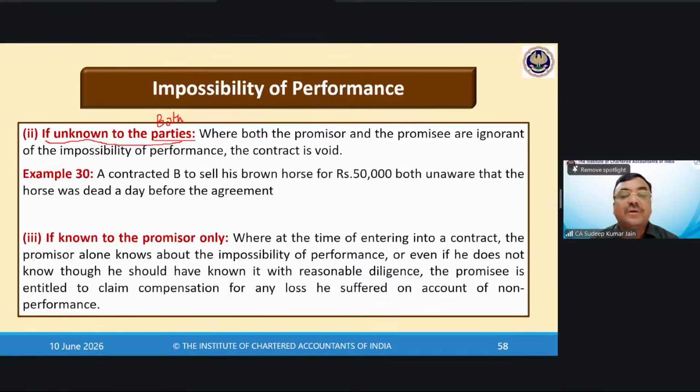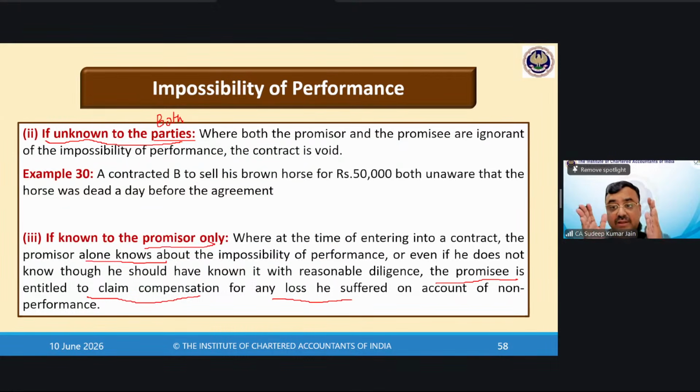If known to the promisor only, where at the time of entering into a contract the promisor alone knows about the impossibility of performance, and the promisee has no idea, or even if he does not know, though he should have known it with reasonable diligence, the promisee is entitled to claim compensation for any loss suffered on account of non-performance.